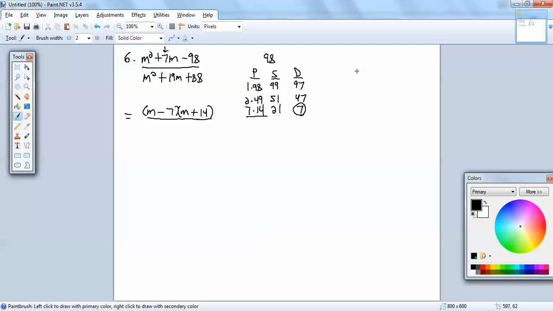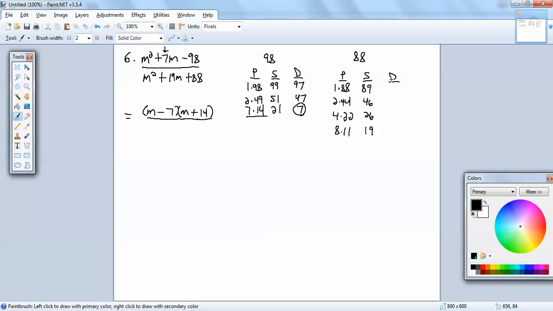Now let's do the same thing for the bottom one, working with 88. All the products give us 88. We got 1 times 88, 2 times 44, 3, no, 4 times 22, 5, no, 6, no, 7, no, 8 times 11. Okay, add them. 1 plus 88 is 89. 2 plus 44 is 46. 4 plus 22 is 26. 8 plus 11 is 19.